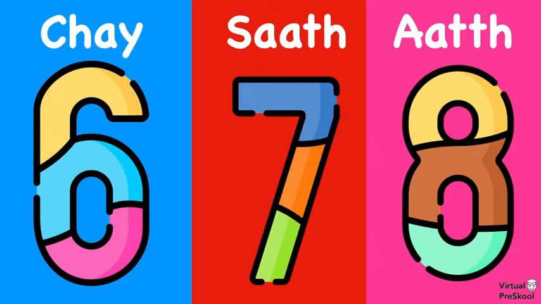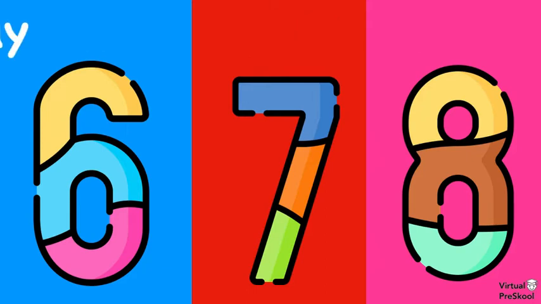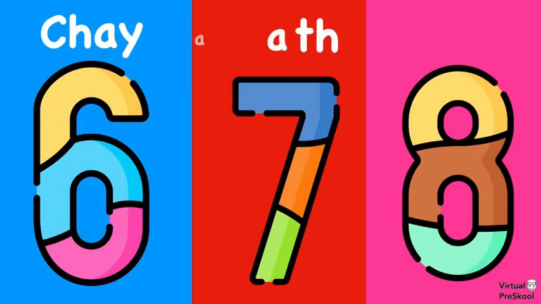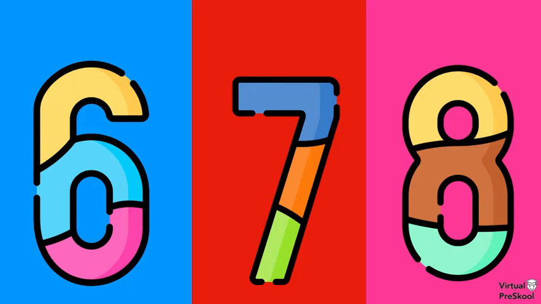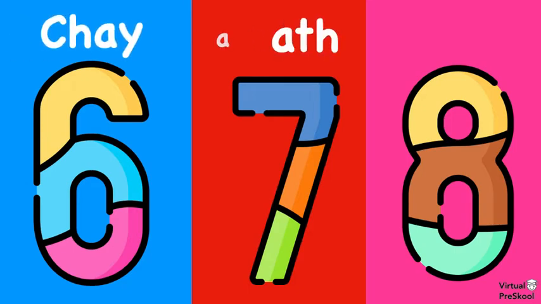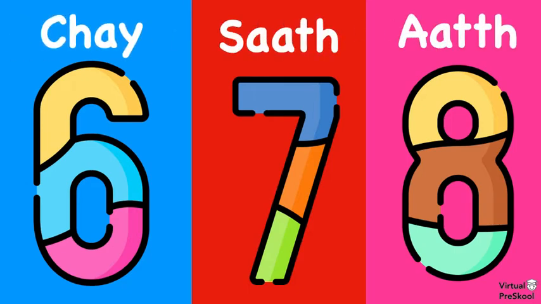Let's do that again, and if you didn't say them out loud with me, please say them with me. 6 is che, 7 is sat, and 8 is aat. One more time. 6 is che, 7 is sat, and 8 is aat.